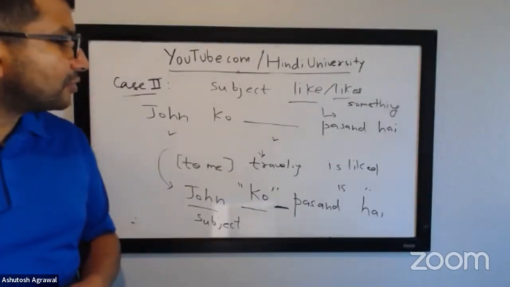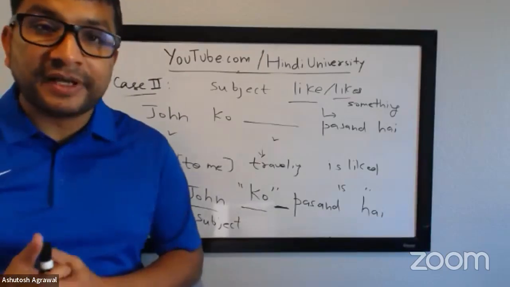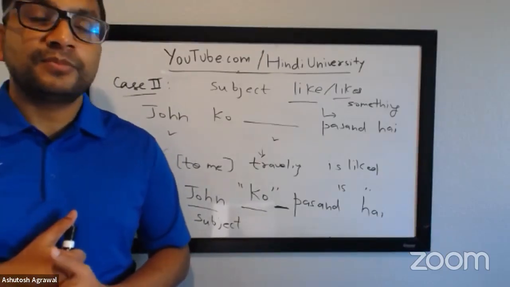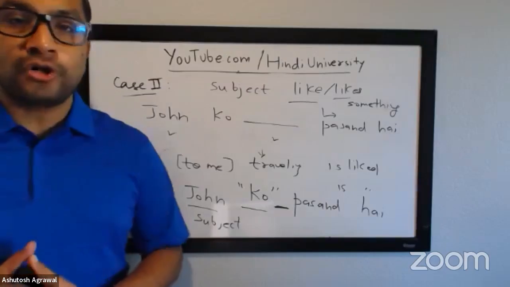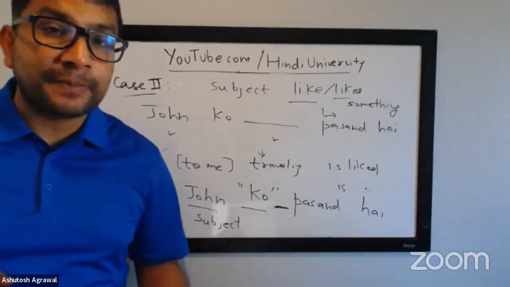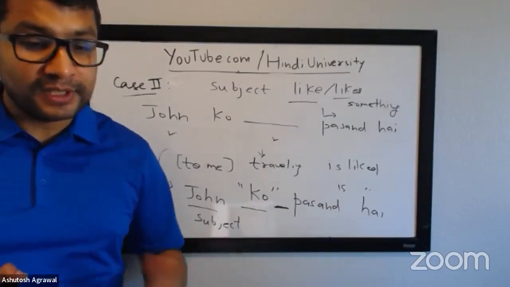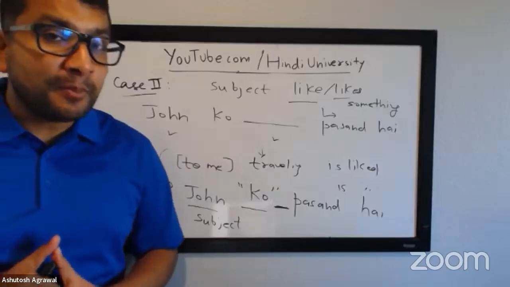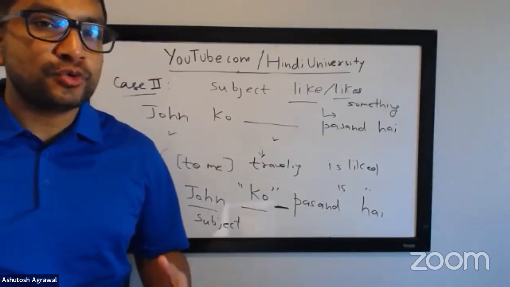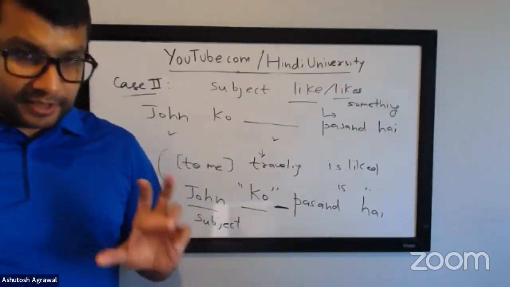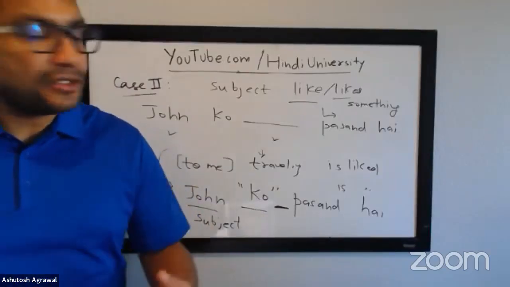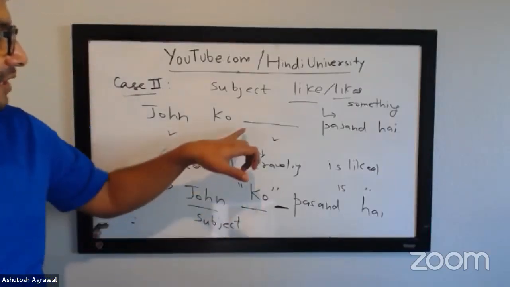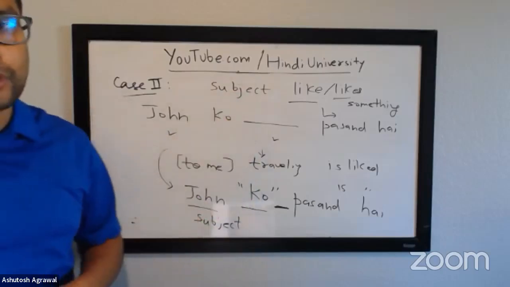Okay, John को traveling पसंद है, John को coffee पसंद है, John को काम करना पसंद है, he likes to work. John को movie देखना पसंद है, he likes to watch movies. John को खाना बनाना पसंद है, he likes to cook. Remember, I'm using खाना बनाना basically as a way to express what John likes.